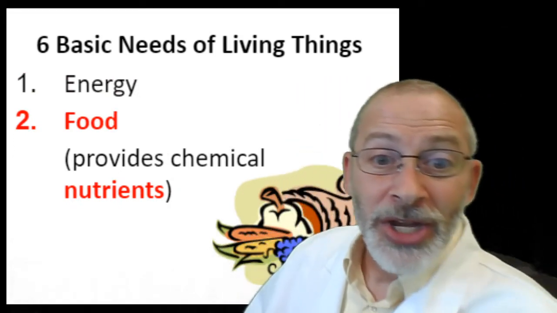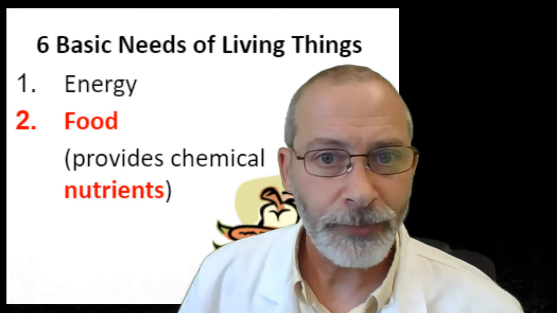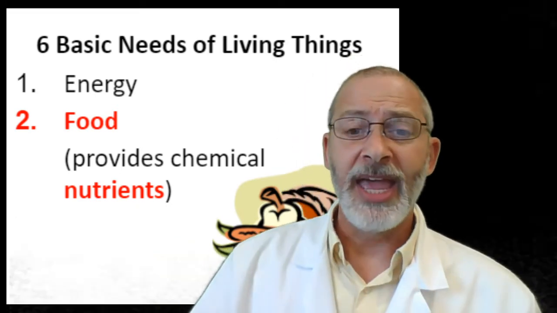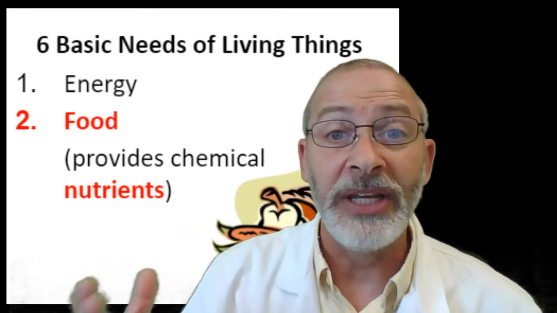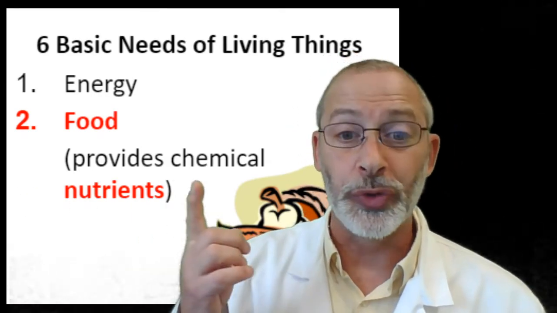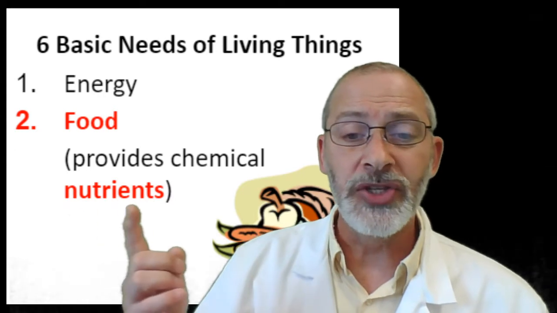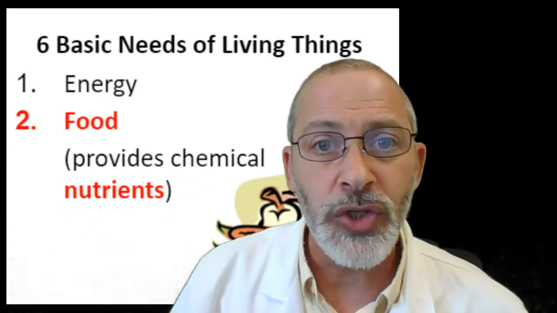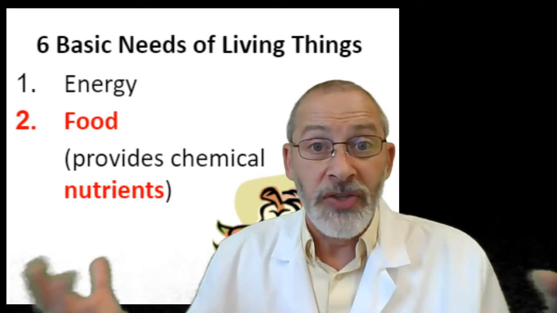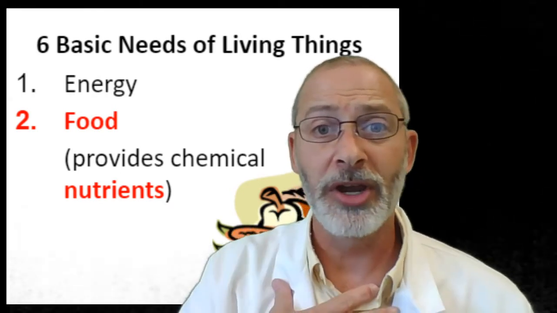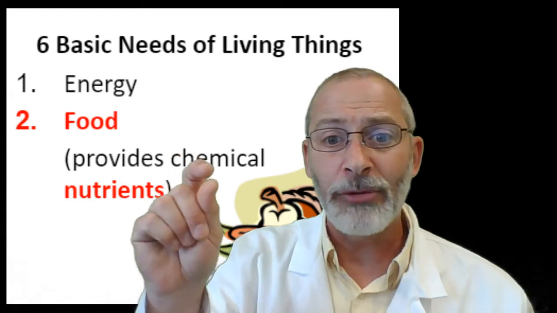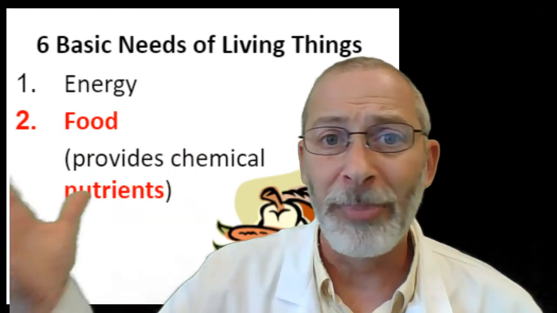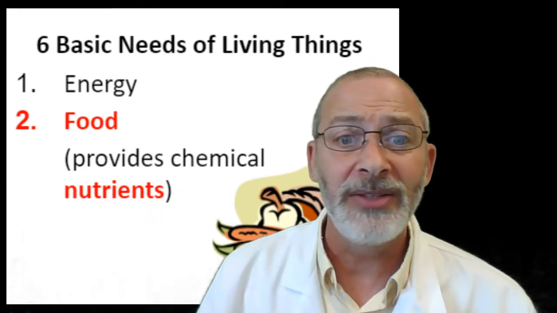Number two is food. All living things need food. And the thing that we need from the food are the nutrients. The nutrients are chemicals that exist in the food that we consume that runs our bodies. Now, whether we're talking about human bodies or microscopic bodies, it's the same deal. Whether we're talking about plants or animals or something else, it's the same deal.